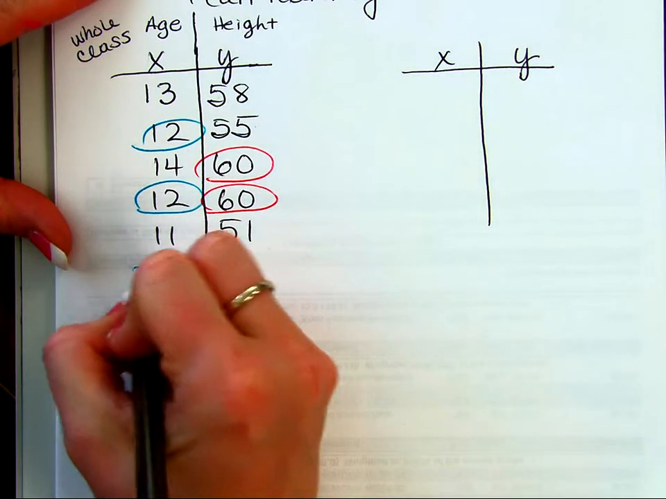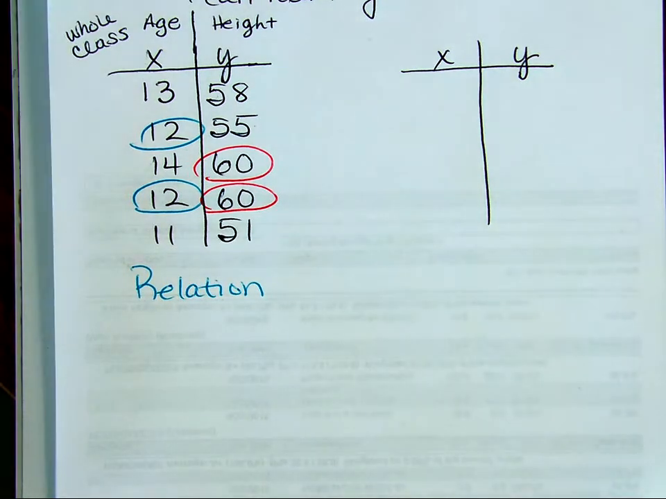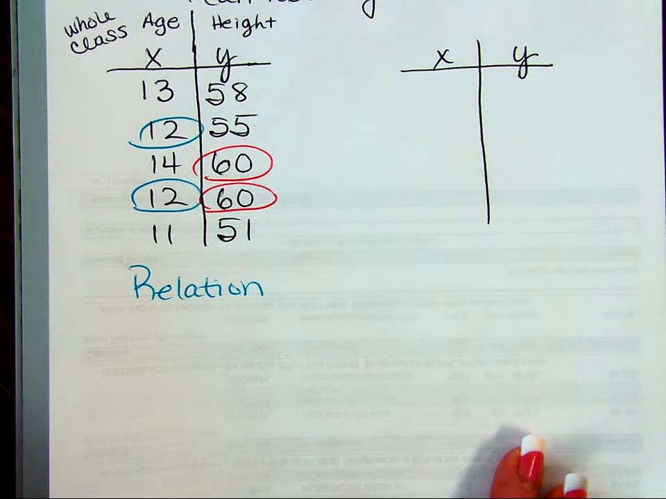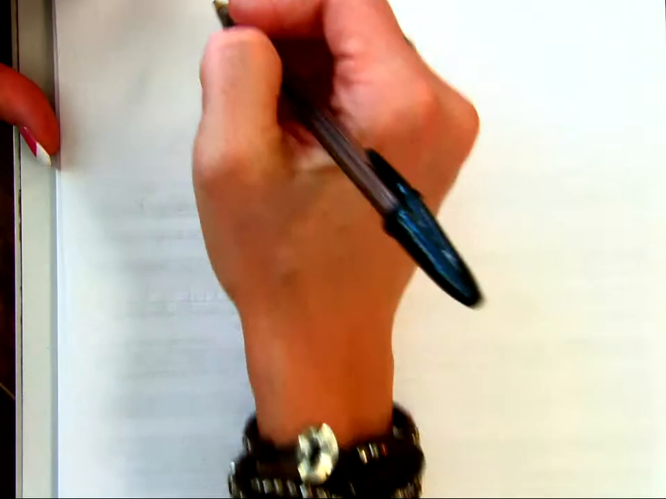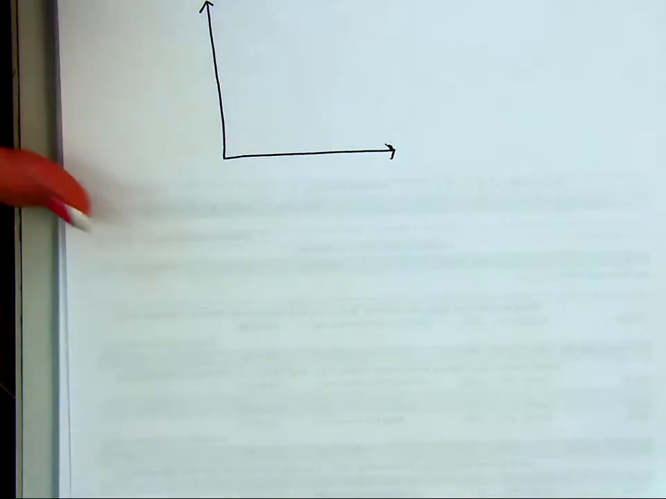So we're going to call this data a relation. This data represents a relation because there is a relationship, do you agree, between age and height? Let's do a little side note for a minute. Let's see what the relationship between age and height is. If I were to take a graph, I only need quadrant 1 because you can't have negative age, you can't have negative height.